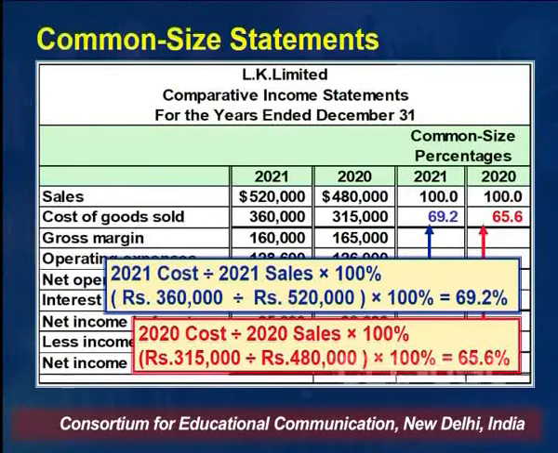Suppose I have to do the calculation for cost of goods sold. Take the cost of goods sold of 2021, that is 3,60,000, divided by the sales of 2021, that is rupees 5,20,000, which means you are moving in the same vertical, you are not going to cross your limit. So 3,60,000 divided by 5,20,000, and in terms of percentage it comes to 69.2%. The same we shall follow for 2020 also. When we do the calculation, we find the value of 65.6%.